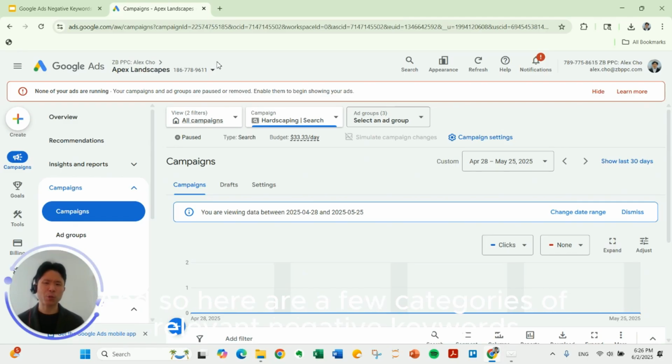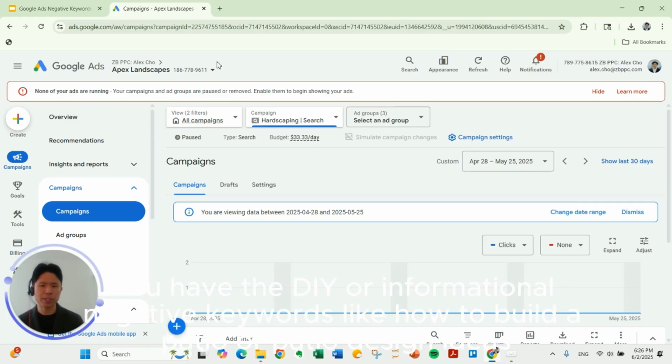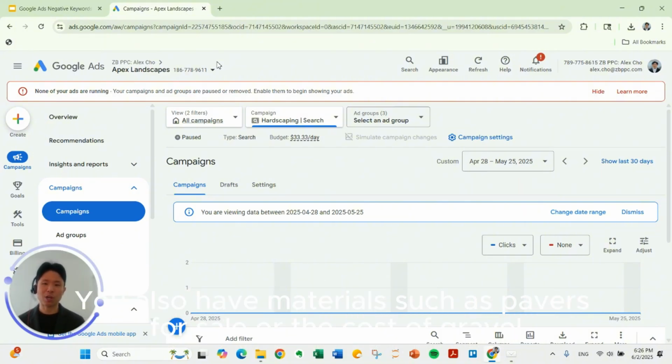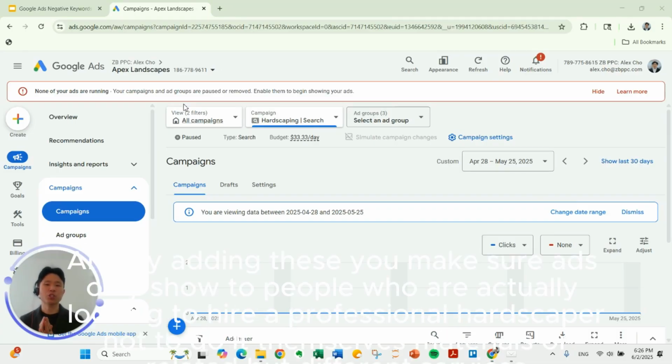And so here are a few categories of relevant negative keywords. You have the DIY or informational negative keywords like how to build a patio or patio design ideas. And you also have materials such as pavers for sale or the cost of gravel. And then you also want to add related but different services. So things like lawn mowing service. And by adding these, you make sure ads only show to people who are actually looking to hire a professional hardscaper, not to do it themselves, materials, or related but different services.